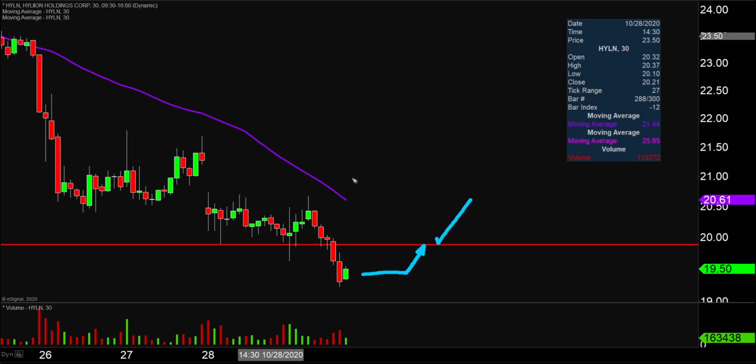And then hurdle number two, as far as levels of resistance are concerned, would be that purple line right there, the 50 period moving average. But I don't want to get too far ahead of ourselves. Let's just first see if the price can not only bounce up to that level, but then get up above 1990. And then at that point, it makes more sense to put more focus on that 50 period moving average. But nonetheless, those are going to be the two key levels of resistance moving forward.